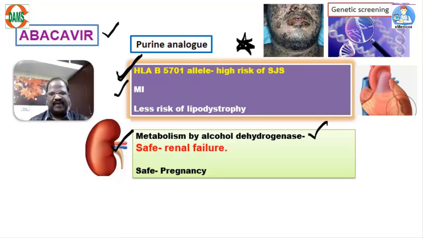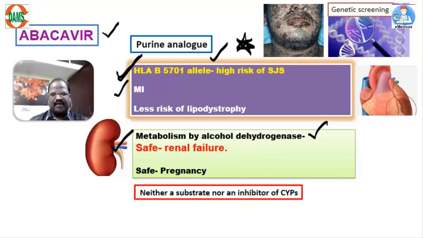Of course, Abacavir is also safe in pregnant patients, but rule out the HLA-B*5701 allele before using Abacavir. Another point, Abacavir is neither a substrate nor an inhibitor of cytochrome P450 enzyme. That's also one important point.